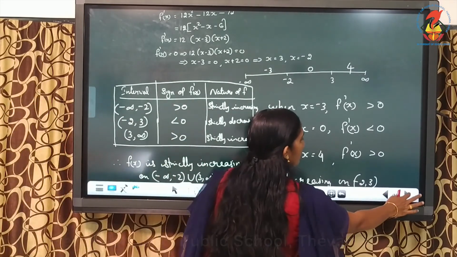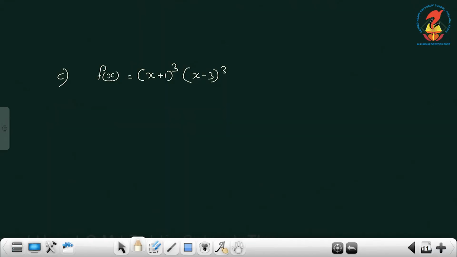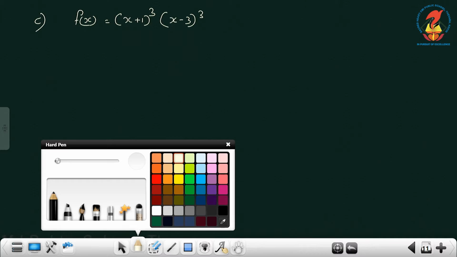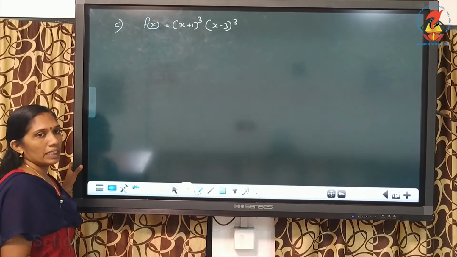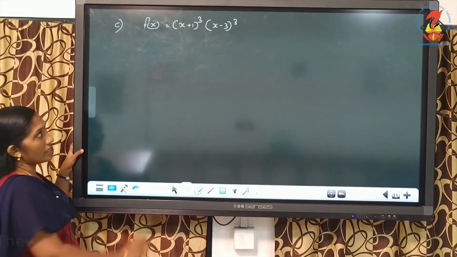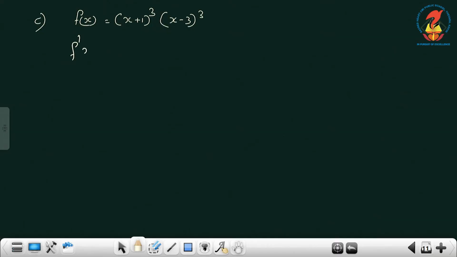Now one more question. f of x is equal to (x plus 1) whole cube into (x minus 3) whole cube. Same question, we have to find the intervals in which the function is strictly increasing and strictly decreasing. So we have to find the derivative. It is a product of 2 functions. We have to apply product rule.